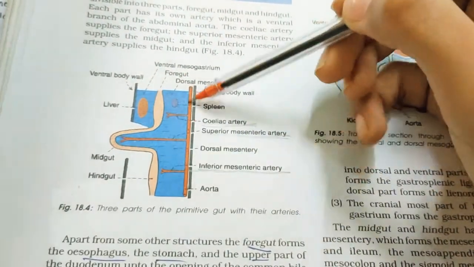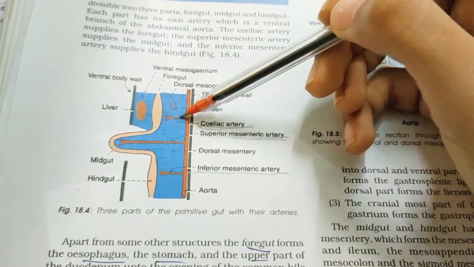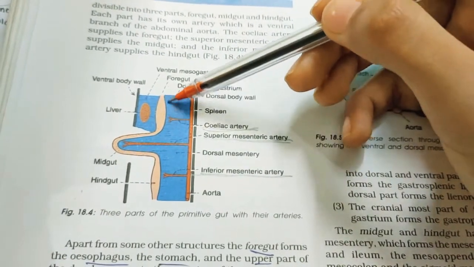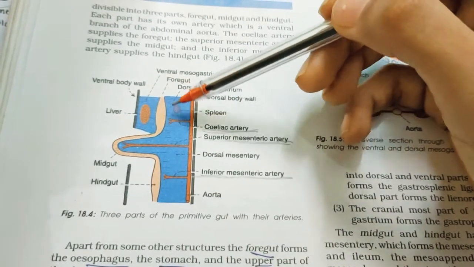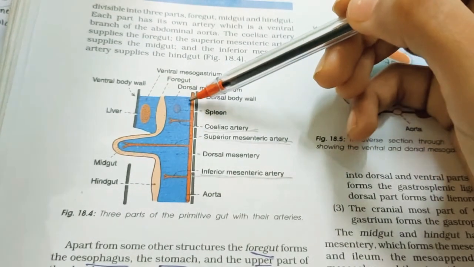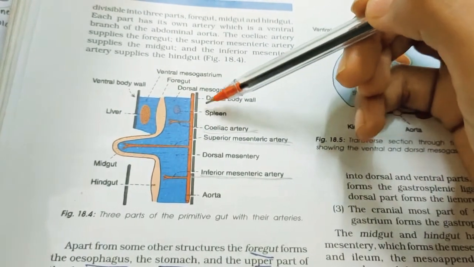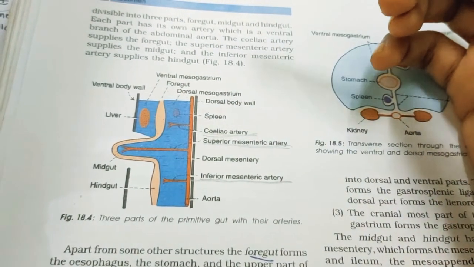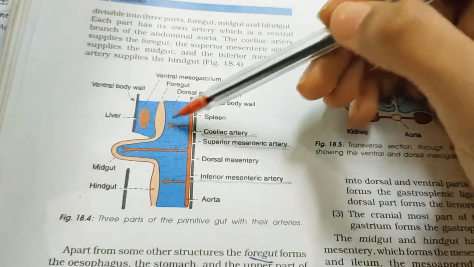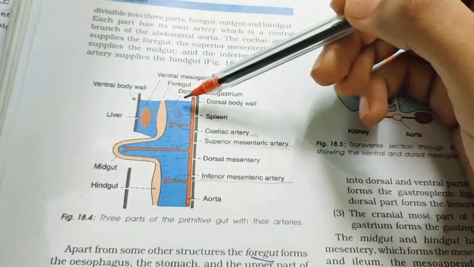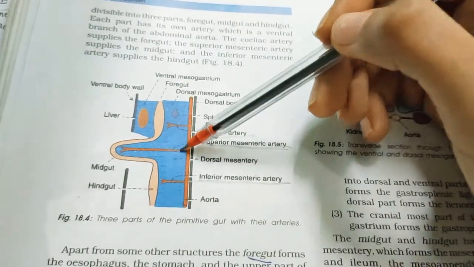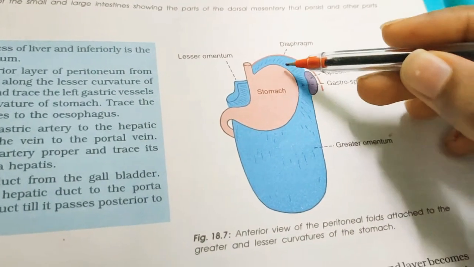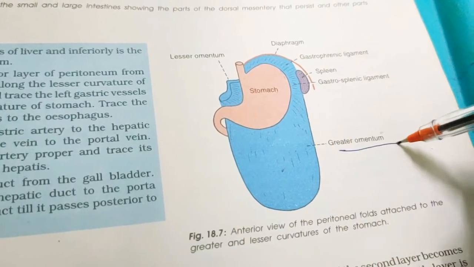Now coming to the dorsal mesogastrium. In the dorsal mesogastrium, because of the presence of the spleen, this dorsal mesogastrium is again divided into a ventral part and a dorsal part. The ventral part is forming the gastrosplenic ligament, the dorsal part is forming the lienorenal ligament, the cranial most part is forming the gastrophrenic ligament. Okay, so three ligaments are formed, and this dorsal mesogastrium is also extending to form the greater omentum. For that you should see this diagram. Here you can see most of the dorsal mesogastrium is extending to form the greater omentum.